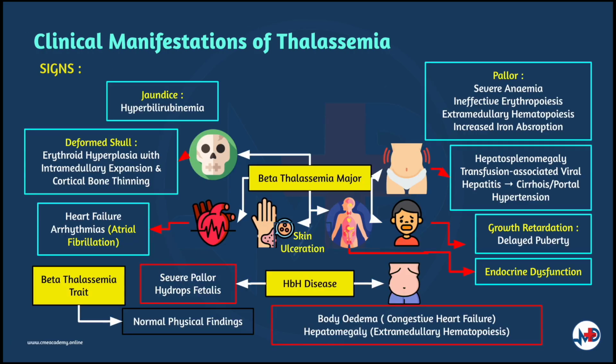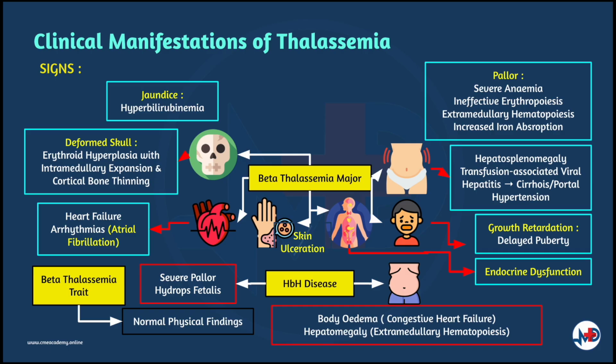Moving on to the signs, patients with beta thalassemia trait generally have no unusual physical findings. In patients with beta thalassemia major, the physical findings are related to severe anemia, ineffective erythropoiesis, extramedullary hematopoiesis, and increased iron absorption. On general exam, there may be pallor due to anemia and jaundice from hyperbilirubinemia. They may also have a deformed skull and other bones that may be deformed secondary to erythroid hyperplasia with intramedullary expansion and cortical bone thinning known as thalassemic facies.